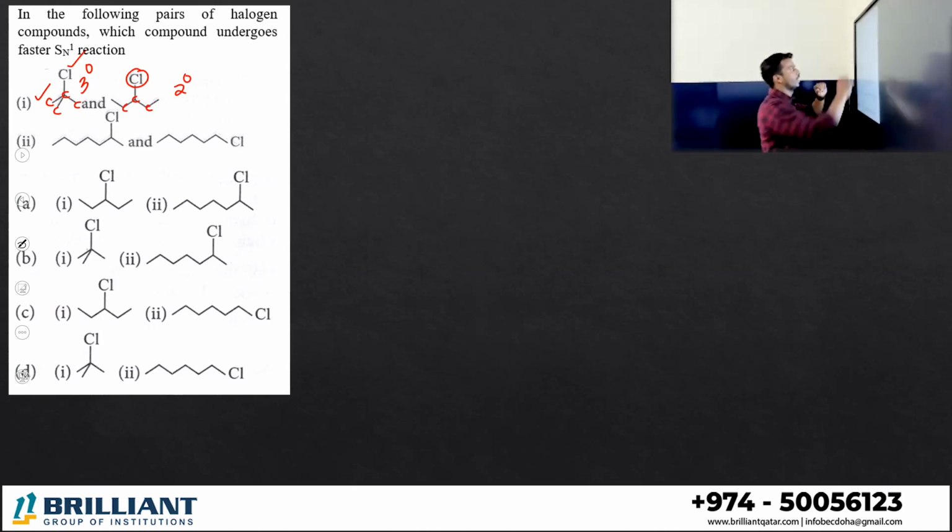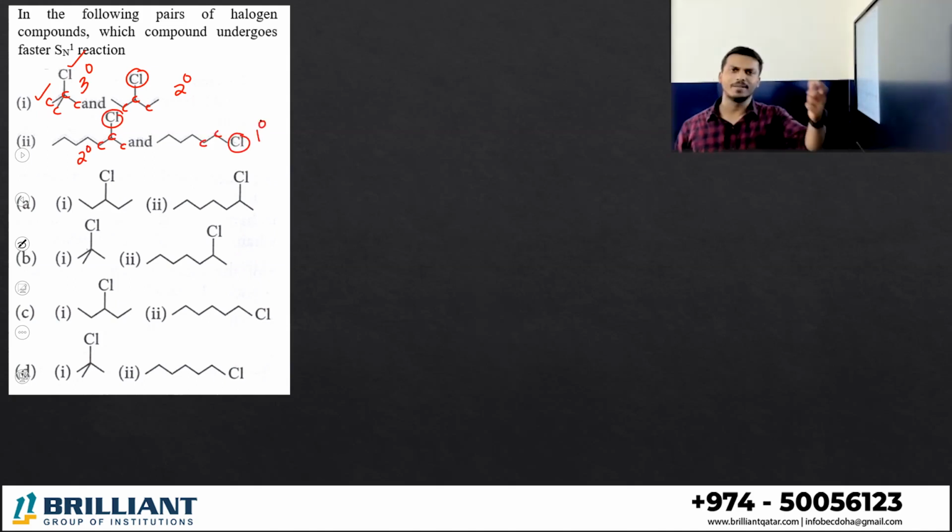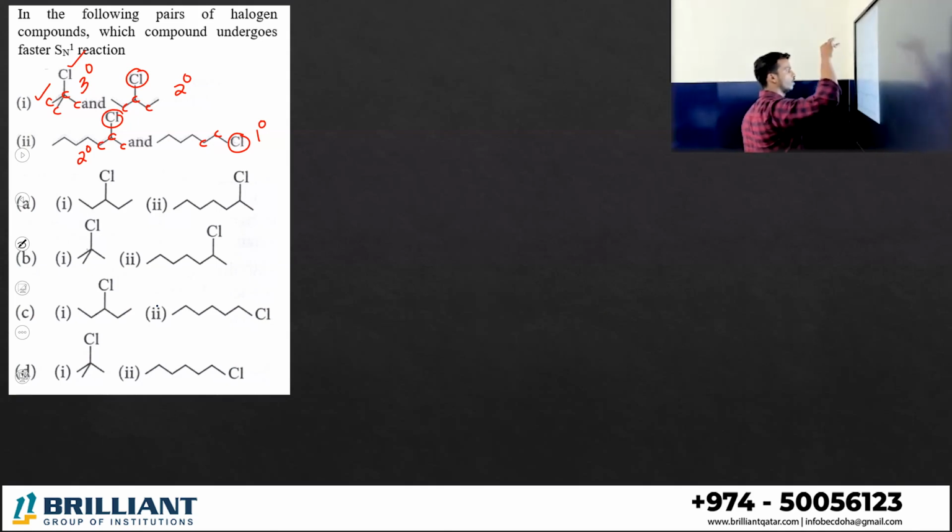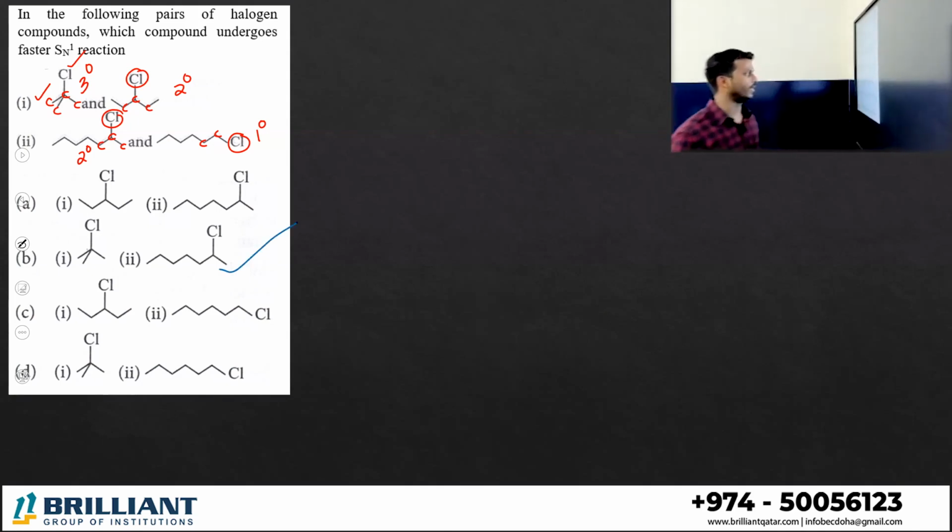In the second pair, the chlorine-connected carbon is directly connected to 2 carbons. Secondary. Here the chlorine-connected carbon is directly connected to 1 carbon, primary. Among primary and secondary, which will undergo? Secondary will undergo. Correct? So in the second pair, the first one will undergo reaction. So 1, 2, what can you identify? Option B. Correct? Option B will undergo reaction faster.